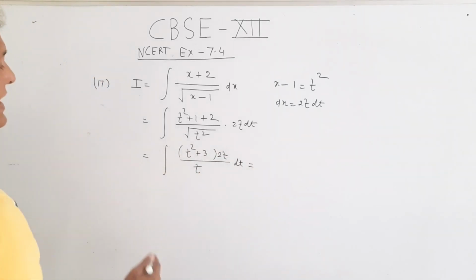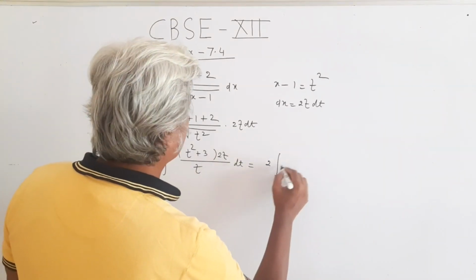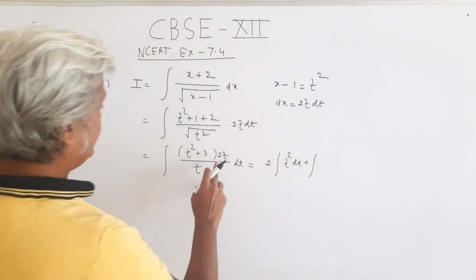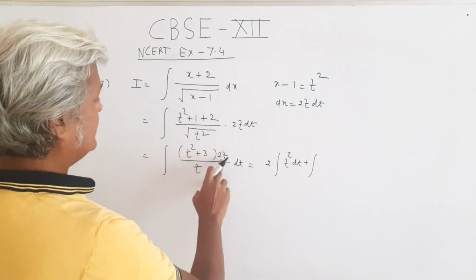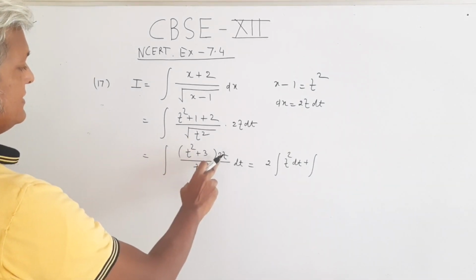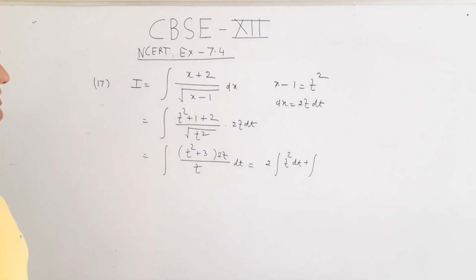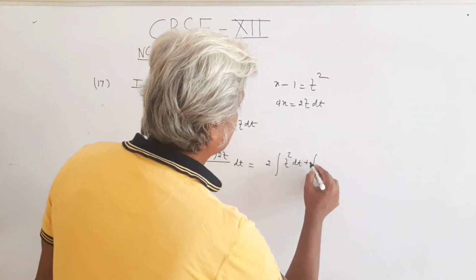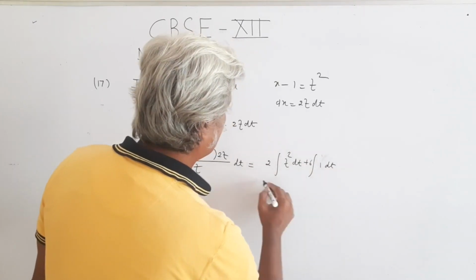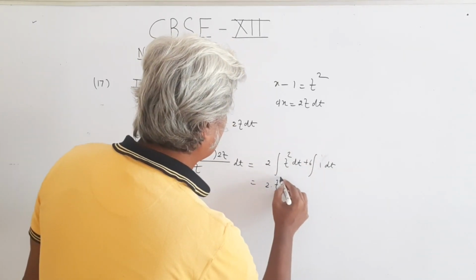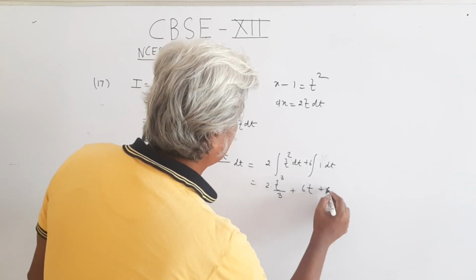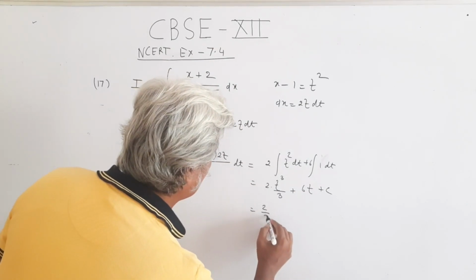Now dt cancels, so you have just 2 integration of t square dt plus integration of this. Now 2 cancels, so 2 times is t square, and then 2 times this part is 6. So 6 outside and 1 dt. So this becomes 2t cube over 3 plus 6t plus c.